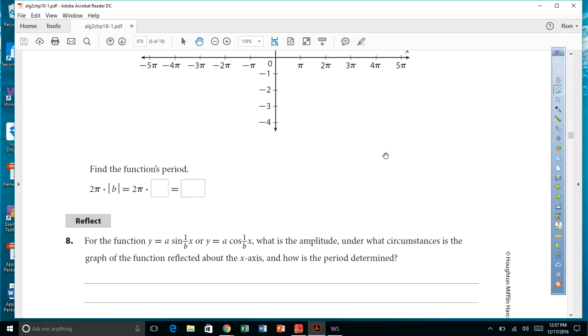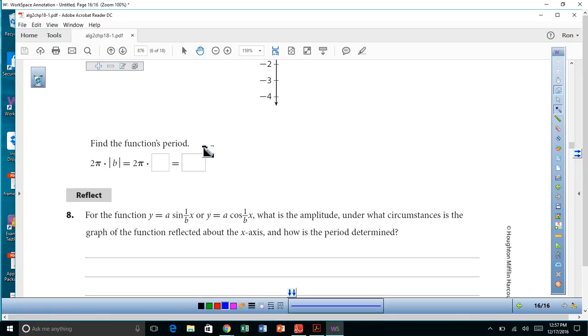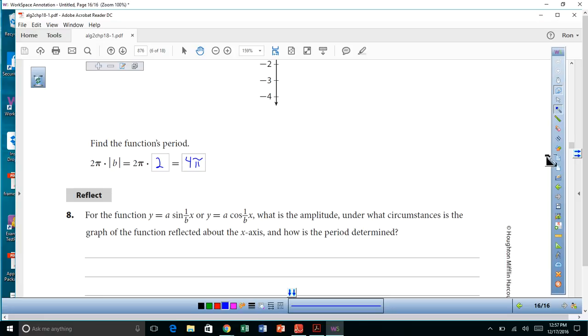Find the function's period. So that's going to be 2 pi times the absolute value of b. So that's going to be 2 pi times b is 2. So that's going to be 4 pi. All right. Let's go back and look at that. So it starts here at -2. That's the crest. When does it get back? So that's 1 pi, 2 pi, 3 pi, 4 pi. 4 pi, which is what we got. 4 pi. All right, good.